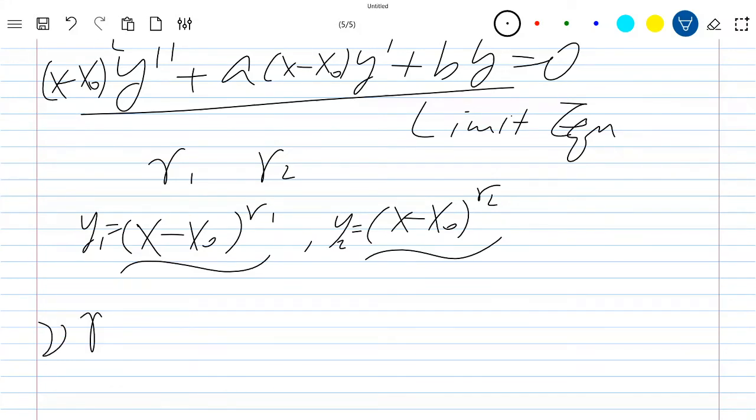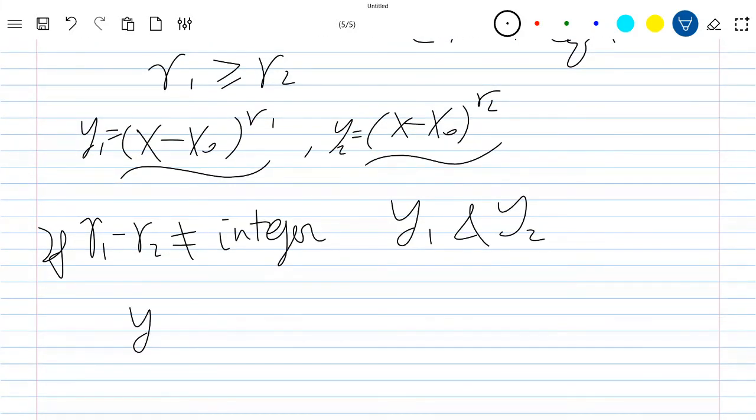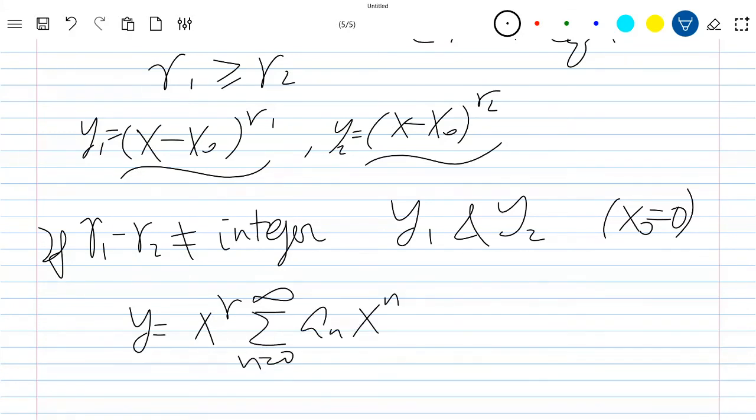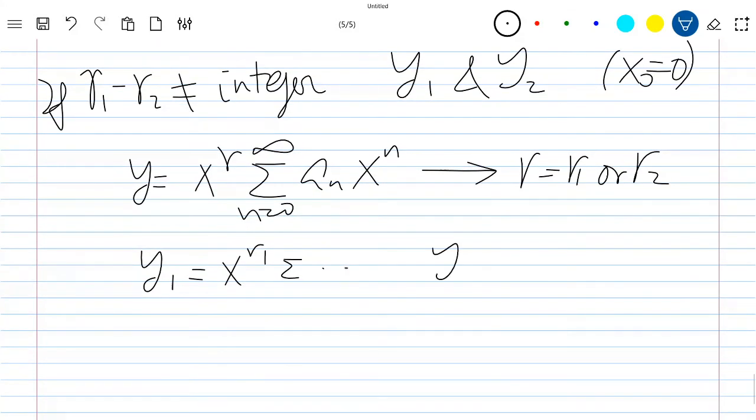If r1 minus r2 is not an integer, where we always choose r1 to be greater than or equal to r2, then both y1 and y2 can be found. You just set y to be x to the r times the sum of a_n x to the n, let's say x0 equals 0, just because that's the usual case. Then you plug this into the equation, and finally you let r be r1 or r2. So you get two independent solutions, one for r1 and the other one for r2.